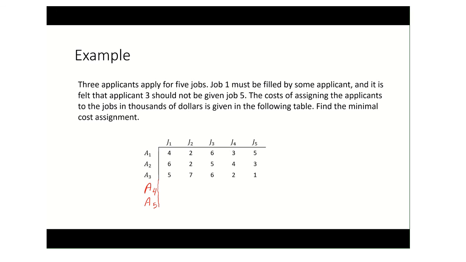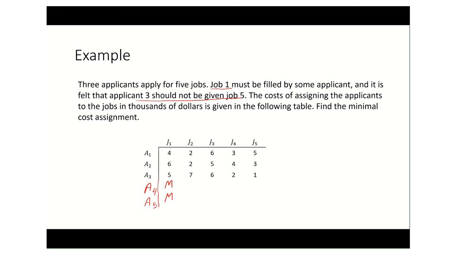So normally if you just have to balance it out, you'd put in all zeros, the same way we did for assignment problems. But we do have the big M idea here as well. So we have a couple of things. One is that job 1 must be filled by some applicant. So in other words, it can't be left empty. A4 and A5 are these phantom applicants who don't really exist. They represent jobs that are going to be left undone or unfilled. So what we're going to do is assign a big M to the cost of those, so they will never be left unfilled. It's also felt that applicant 3 should not be given job 5.